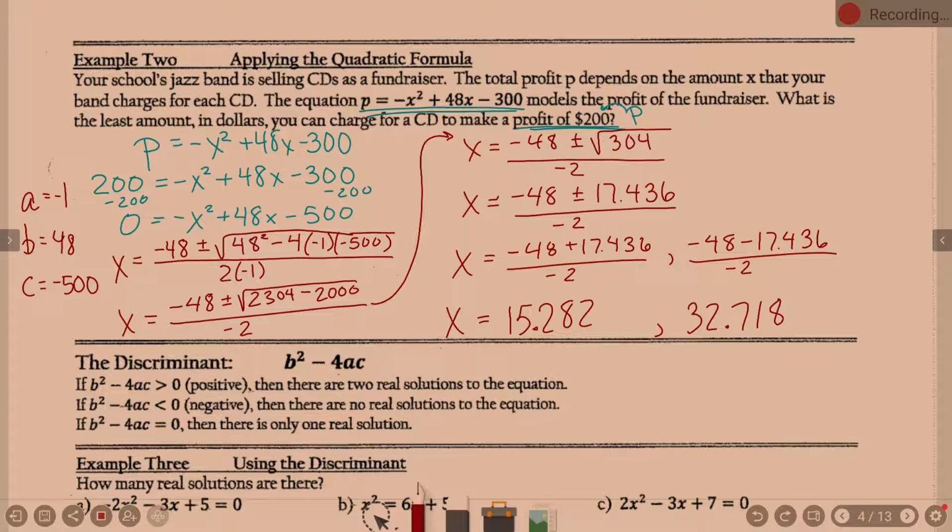Okay. So my question becomes, what answer do you want to give me? Both. Well, it's the least, so when you just do the 15. What is the least amount in dollars? $15.28. Yeah. So the point is that both of these amounts, based on this profit equation, both $15.28 and $32.72 would give you a profit of $200. And it's based on that equation. Okay? The question asks, what is the least amount you could charge? And that would be the $15.28.